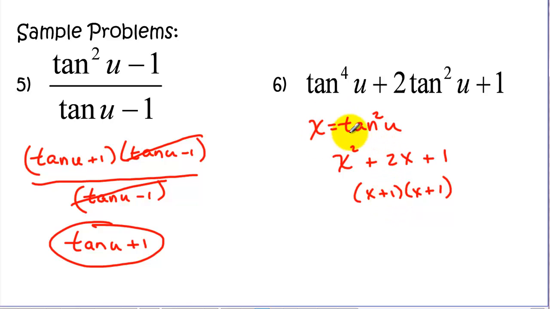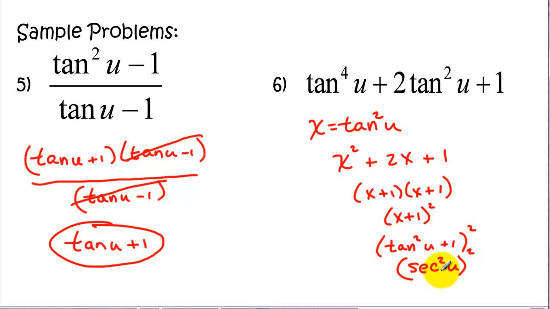So now if I replace the x with my tangent squared, well, actually, this is x plus 1 squared. Now x is really tangent squared of u, so now we've got tan squared of u plus 1. And this is the secant squared, one of the Pythagorean identities. And that's squared, and something squared, we multiply the exponents, so we end up with secant to the 4th power of u.